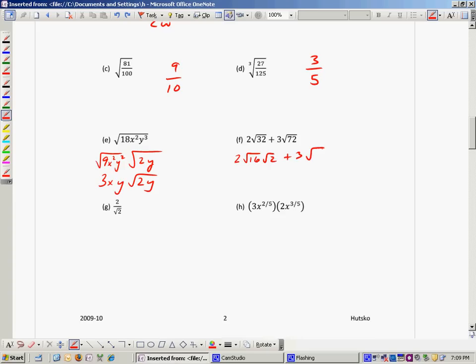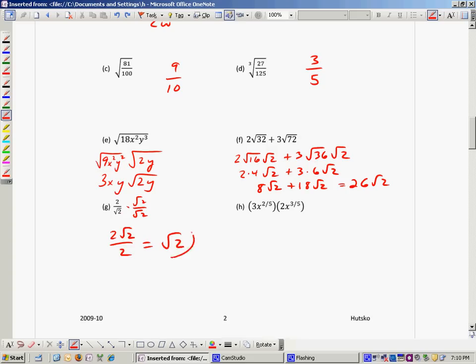F, separating your perfect squares again. And just showing every step. And we got 26 root 2. This you rationalize, multiplying the top and bottom by root 2, because that makes the radical go away in the bottom. It simplifies to root 2. Yes, you did lose credit for not simplifying to that.